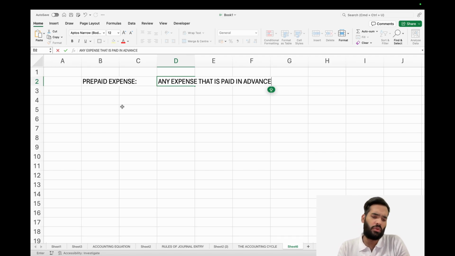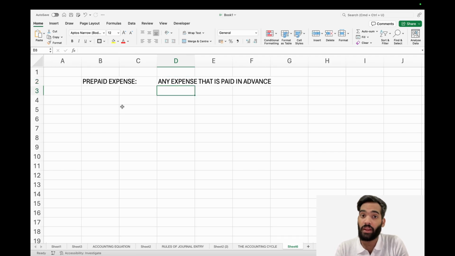Usually in real life, insurance is a prepaid expense, because of course we have to pay ahead of time. But obviously you can pay any expense ahead of time. You can pay rent ahead of time. You can pay salaries ahead of time. So it can arise from any situation. You have to understand that prepaid expense is basically any expense that is paid in advance.